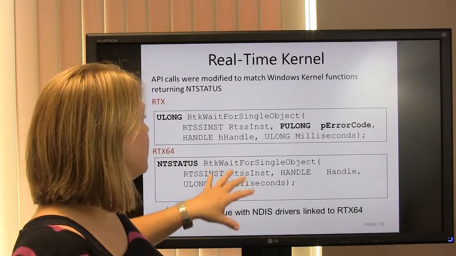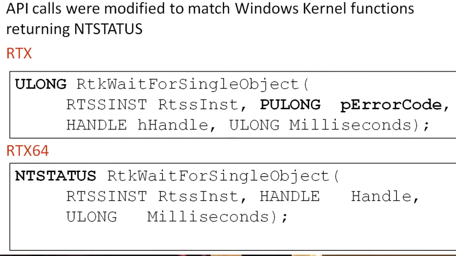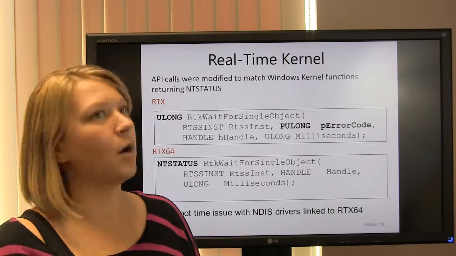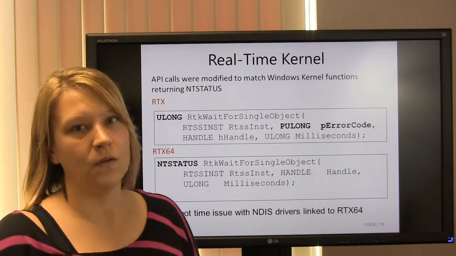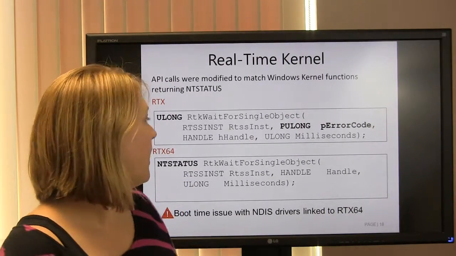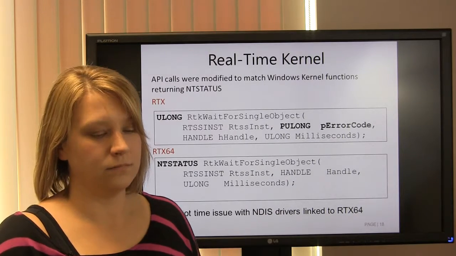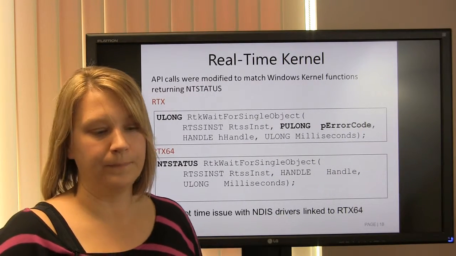One of the differences that people should be aware of is that we've modified the API calls between the RTX product and the RTX64. The API calls now are more similar to what a kernel driver writer would expect, whereas the call is passing back an NT status versus that information being passed back in a parameter. So that's a difference, and people that are porting code forward to RTX64 will need to make some modifications to their code so that they are receiving the right information back.